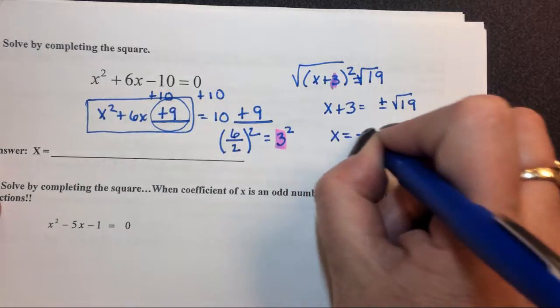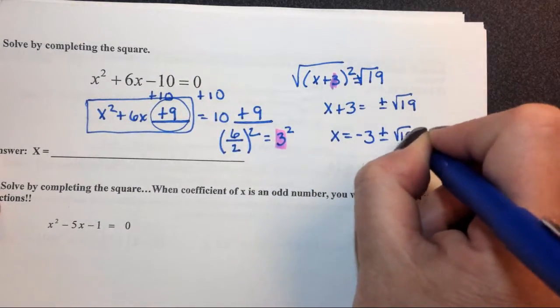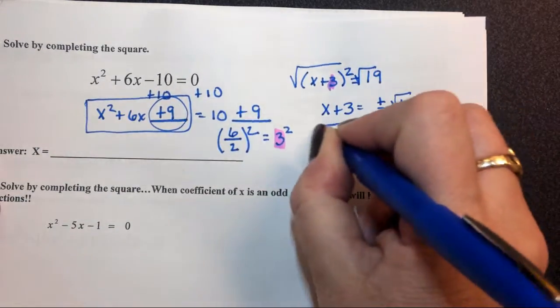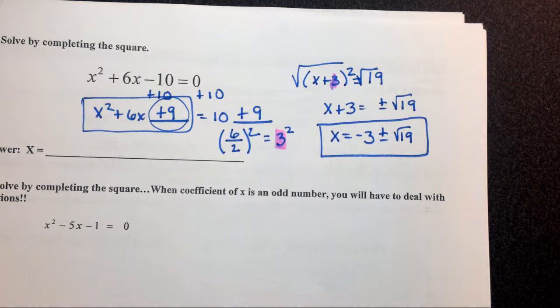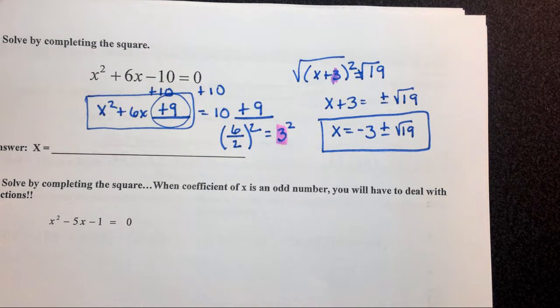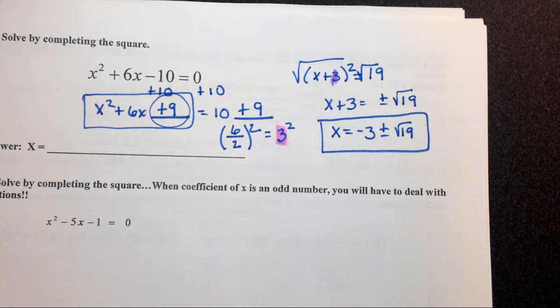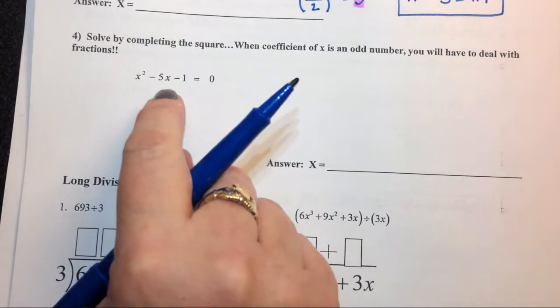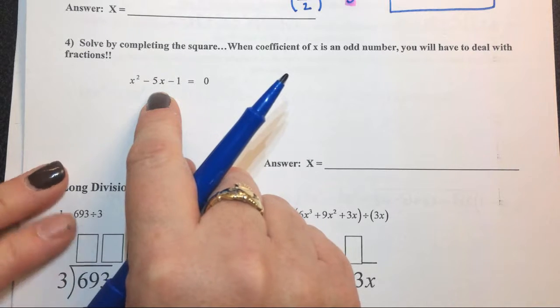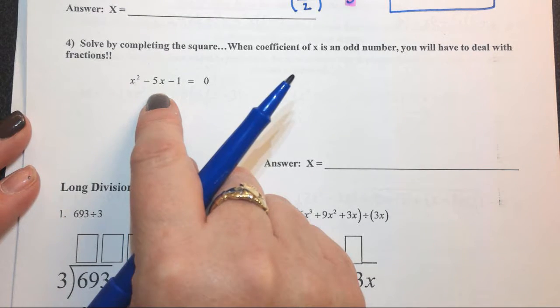Subtract the 3. So x equals -3 plus or minus square root of 19. Okay? So any questions on that example there? Like I said, completing the square works when the coefficient of x is an even number and the leading coefficient is a 1. But you can still do it even if the coefficient of x is an odd number.